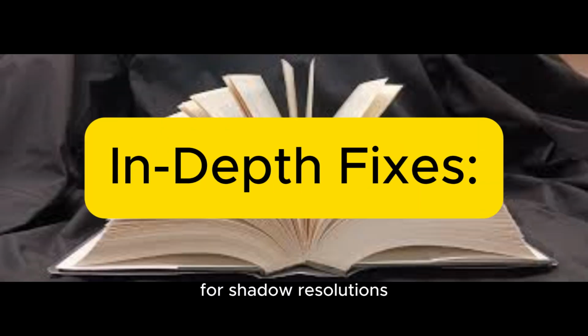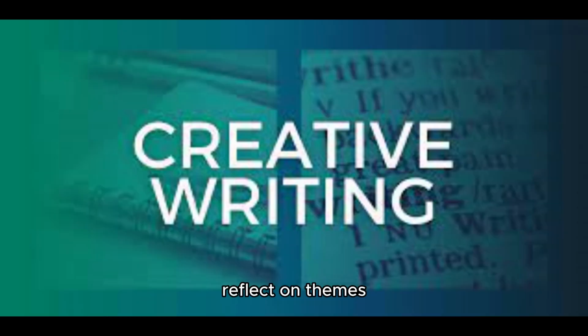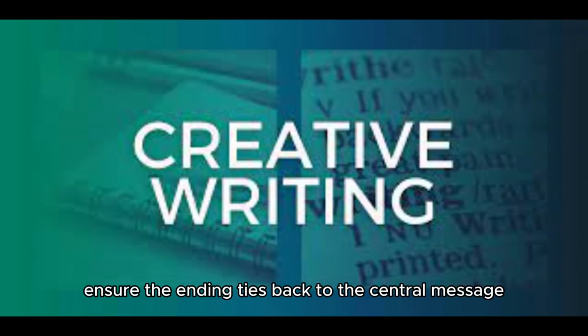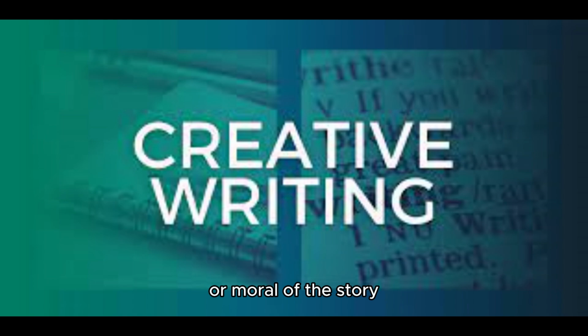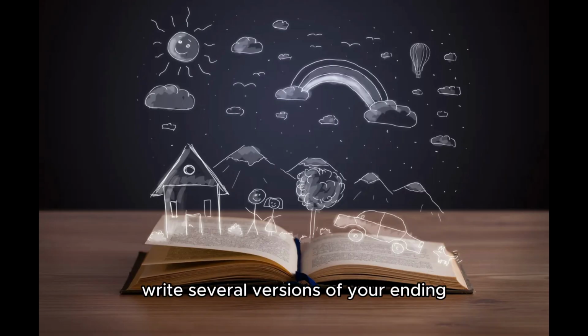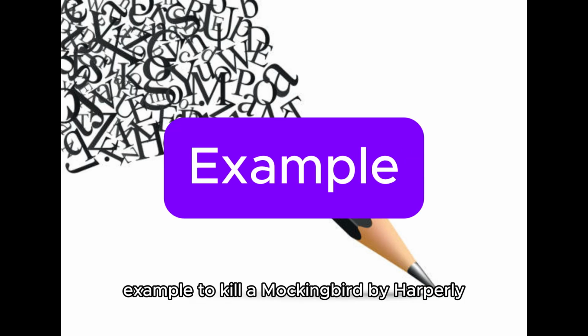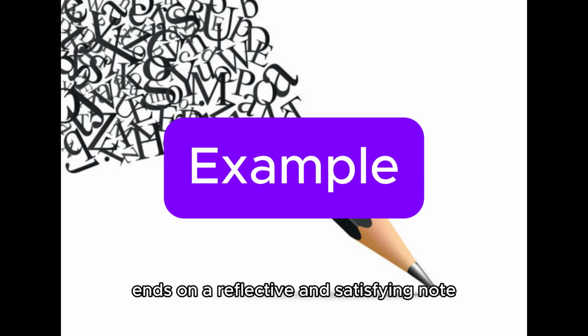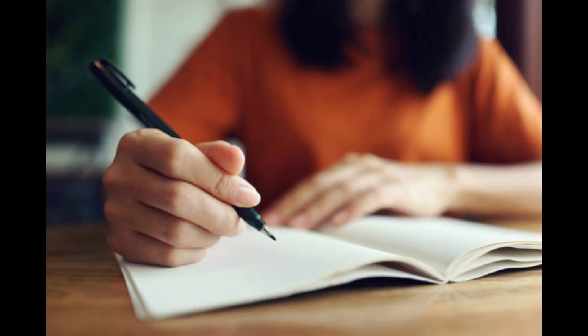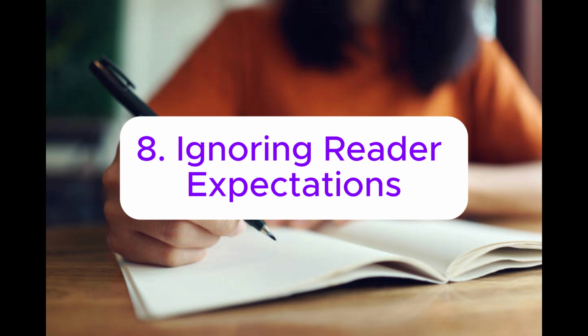In-depth fixes. Foreshadow resolutions. Drop hints throughout the story that set up the ending. Reflect on themes. Ensure the ending ties back to the central message or moral of the story. Test multiple drafts. Write several versions of your ending and gather feedback to determine which resonates most. Example, To Kill a Mockingbird by Harper Lee ends on a reflective and satisfying note, encapsulating the novel's themes of justice and empathy. 8. Ignoring reader expectations.